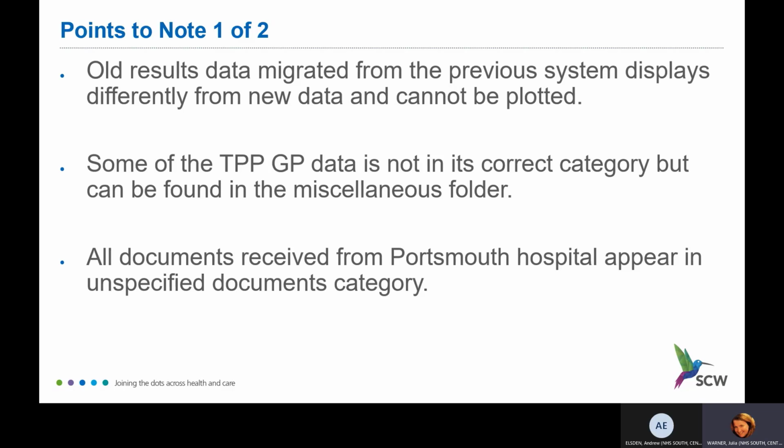Some of the data that's come through from the TPP or System 1 clinical practices is not in its correct category. If there is anything that's come from a System 1 TPP practice that is not in the correct place, there will be a miscellaneous folder. If there isn't a miscellaneous folder, then you haven't got an issue with that. But if there is, it is worth having a look in there because things may not be in the correct category. Also to mention that everything that's currently coming through from Portsmouth Hospital is appearing in an unspecified documents category. So those two documents folders are what you need to keep your eye out for on the CDV tree.